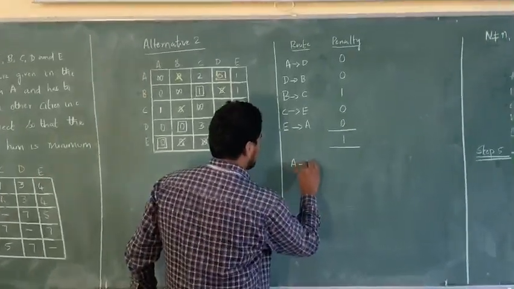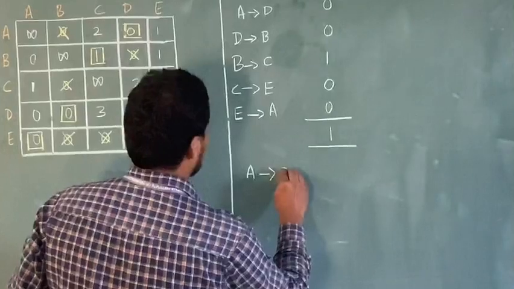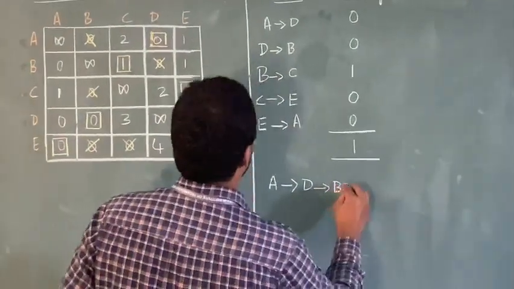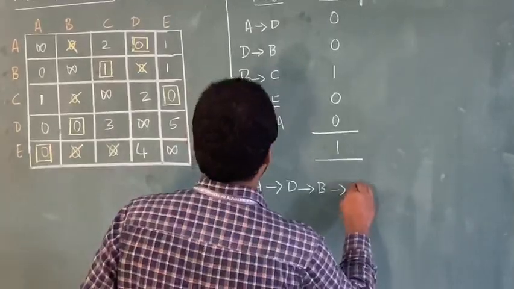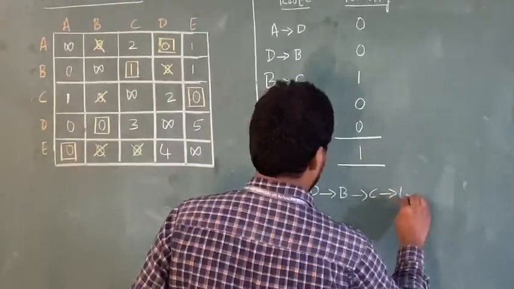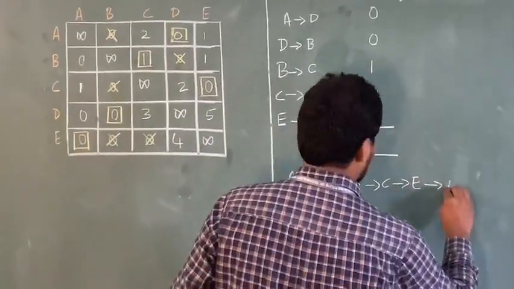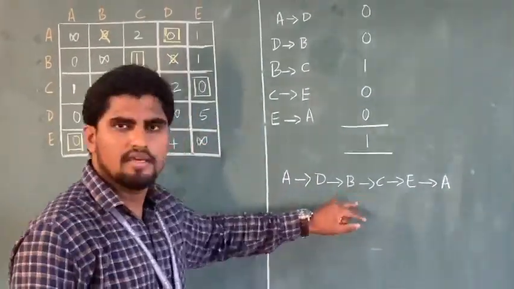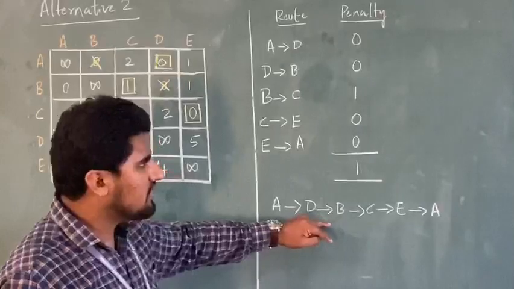Best route is A to D, D to B, B to C, C to E and E to A. So this is the best route we can suggest for the salesman. So that completes the problem.